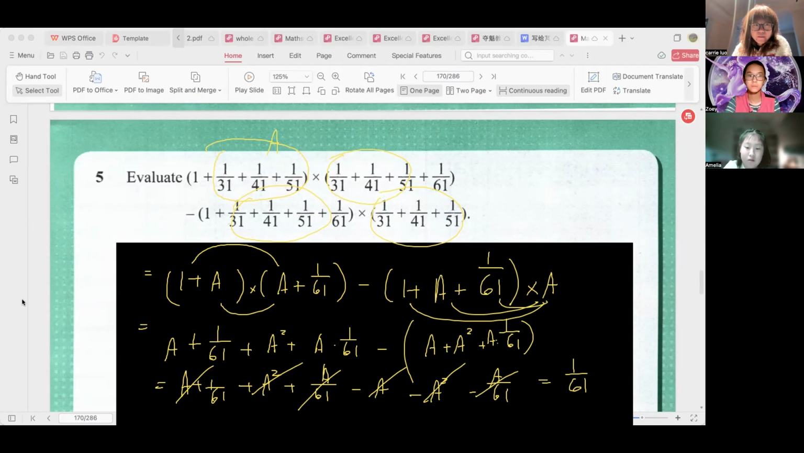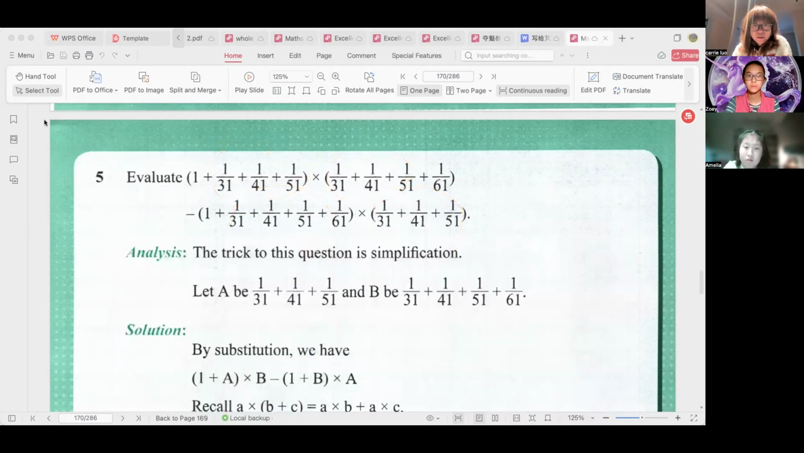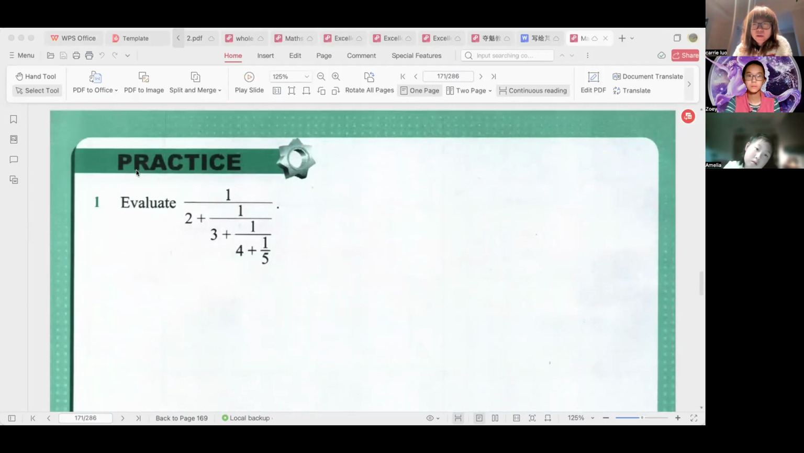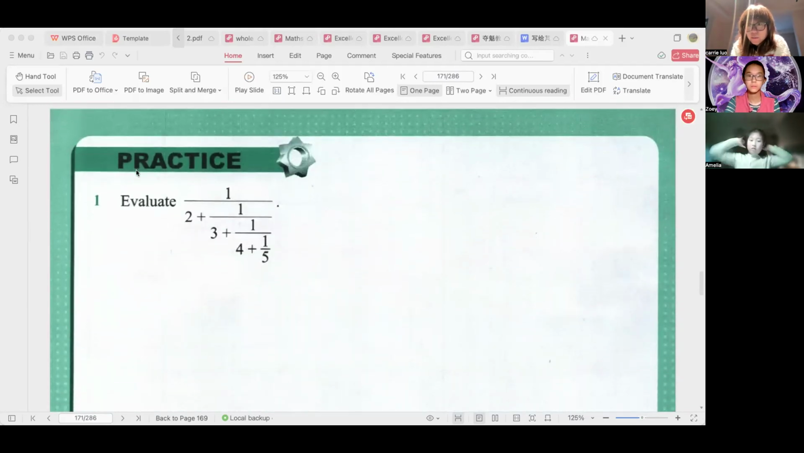Okay, so we have this one here. So let's take a look at this one. So let's take a look at the practice, okay? So evaluation. Amelia and Zoe, I think this question last time Zoe got it right, Amelia, you got it wrong. So I would like to see if both of you can get it right this time. Okay, so your turn.